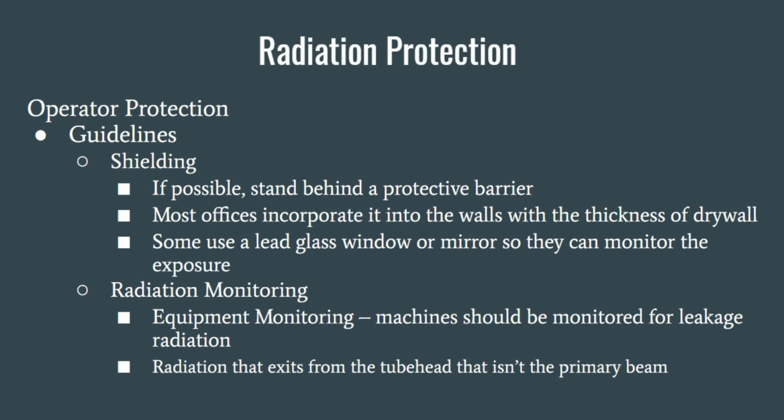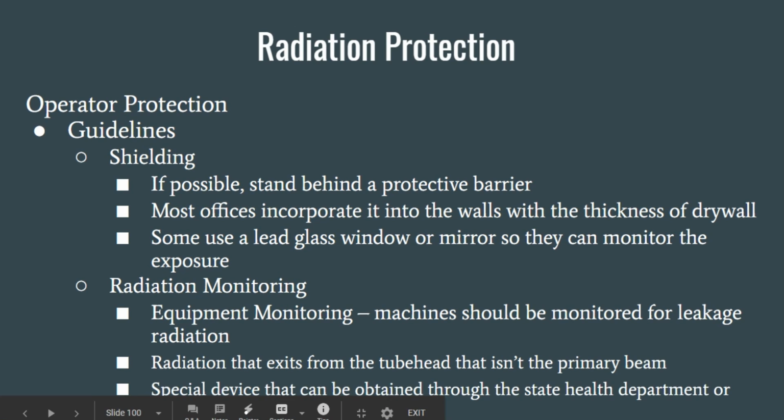And what it's checking for is radiation that exits from the tube head that isn't the primary beam. So for example, if the X-ray tube head has a leaky tube head seal, radiation can leak outside of that tube head seal. Therefore, that would be radiation that is not a part of the primary beam that is exiting the tube head. There's also a device that you can get through your state health department or the manufacturer, and it's also going to monitor your equipment for leakage radiation.